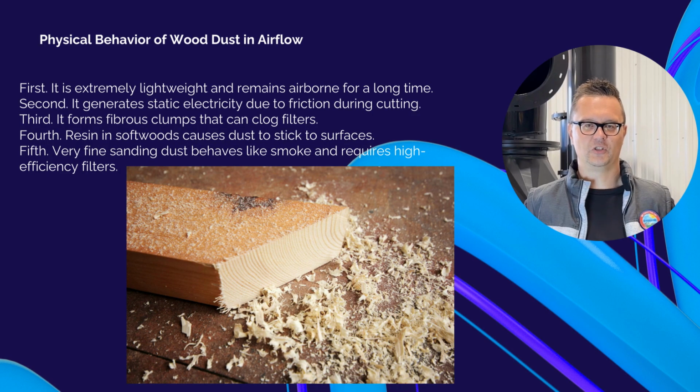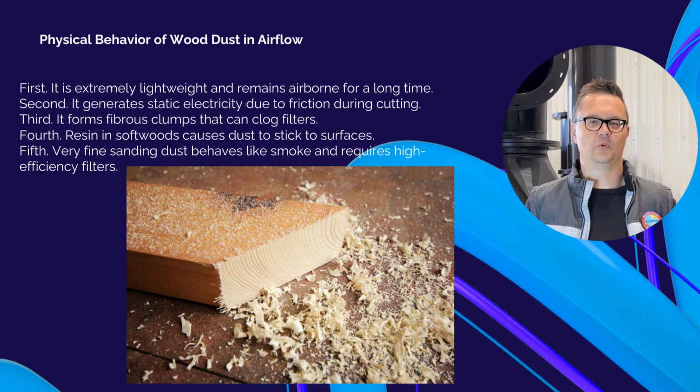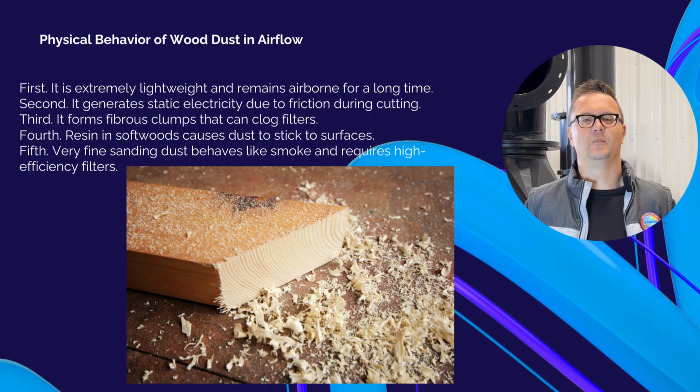Physical behavior of wood dust in airflow. Wood dust behaves differently from mineral dust. First, it is extremely lightweight and remains airborne for a long time. Second, it generates static electricity due to friction during cutting. Third, it forms fibrous clumps that can clog filters. Fourth, resin in softwoods causes dust to stick to surfaces. Fifth, very fine sanding dust behaves like smoke and requires high-efficiency filters. To prevent duct buildup, I design duct velocities from 4,000 to 5,000 feet per minute.